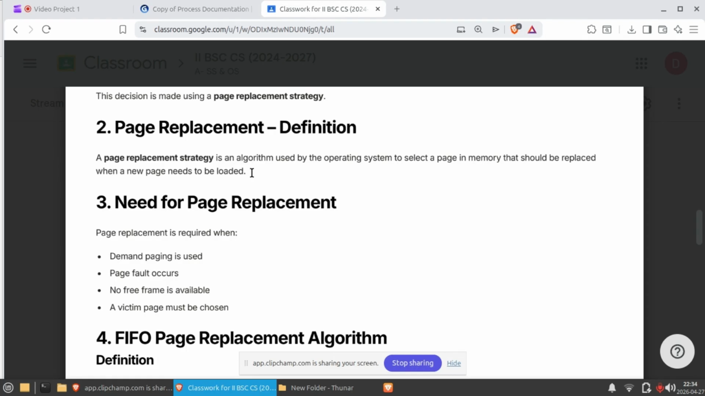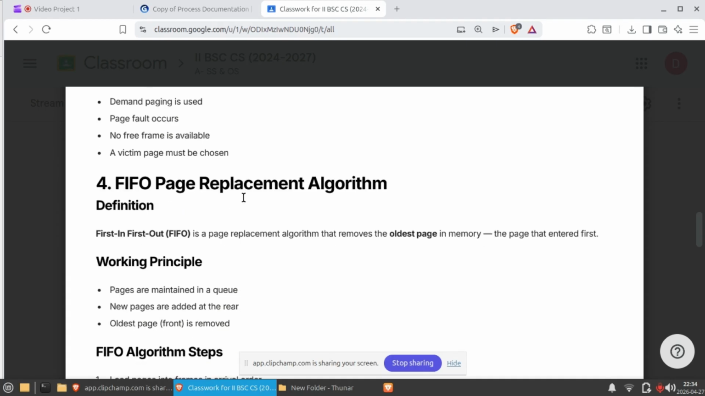We'll take a real life example. You have three books on your table. You bring a new book. One old book must be removed. So it is the same concept in memory. This is page replacement.